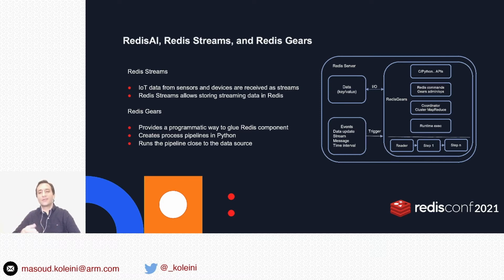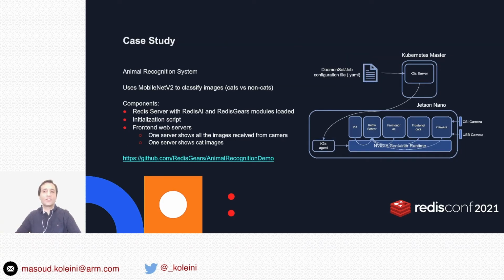To understand more about how RedisAI, Redis streams, and Redis Gears work, you can look at the many well-written documentations on the Redis website. For this case study, we demonstrate an animal recognition system. It uses MobileNet v2 to classify images and detect images that have cats in them. The images come from a camera that is connected to the system. Jetson Nano devices have 1 or 2 CSI slots for camera connection. It is also possible to use USB cameras to connect to the device.